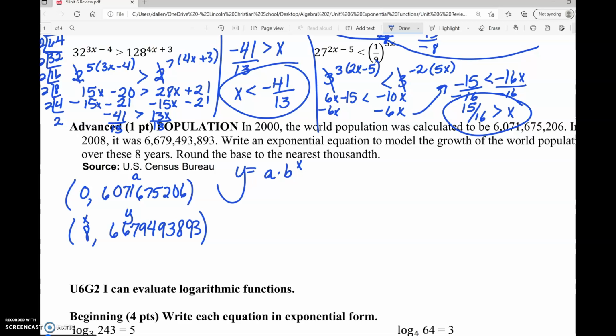So just any x and y, and again, a is here. So I can plug all of that in here, and I'm going to solve for b. So I'm going to put the 6,679,493,893 in for y, 6,071,675,206 in for a. Again, b I don't know, but I know that one of my x's is 8, and then I'm going to solve for b.